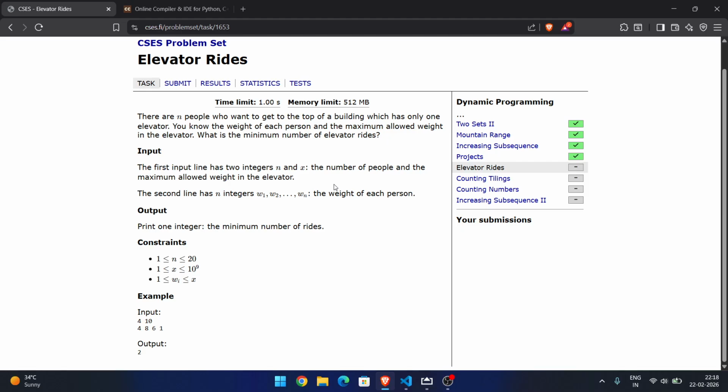So we are going to solve a problem, Elevator Rides, today.